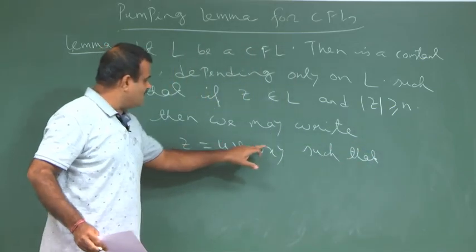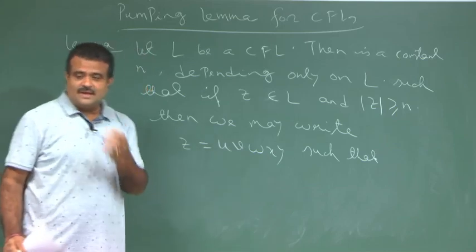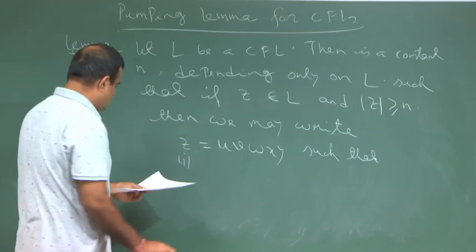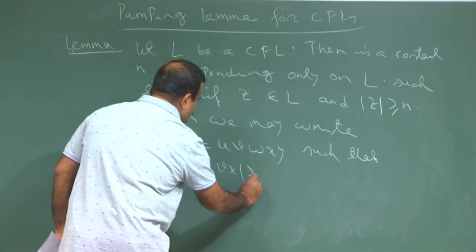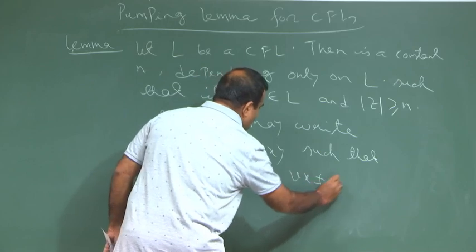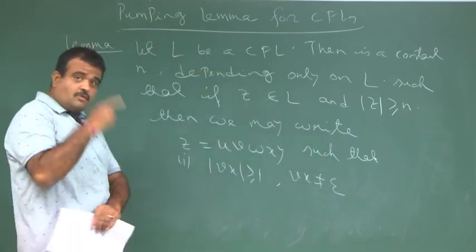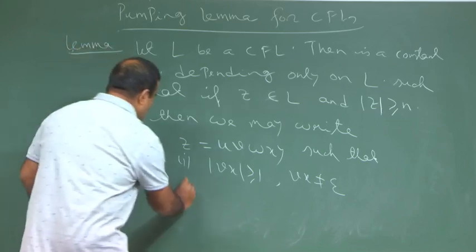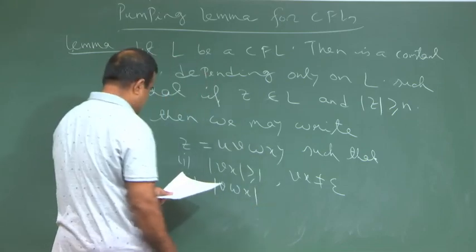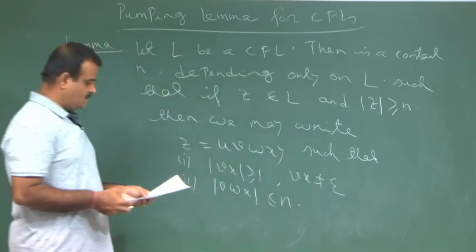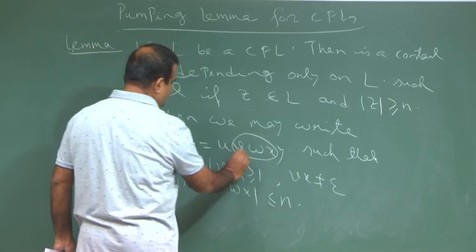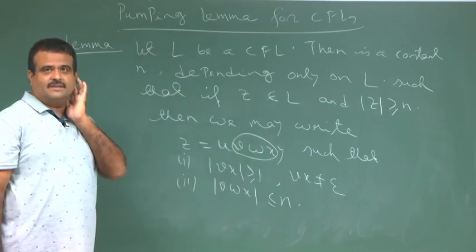we are going to pump here and here, such that these two should not be epsilon. So I will write that three conditions are satisfied. First, the length of v x should be greater than or equal to 1. That means they are not a null string, v x is not equal to epsilon, because we are going to pump there. And the second condition is the length of v w x is less than or equal to n. Okay. This part is less than or equal to n.